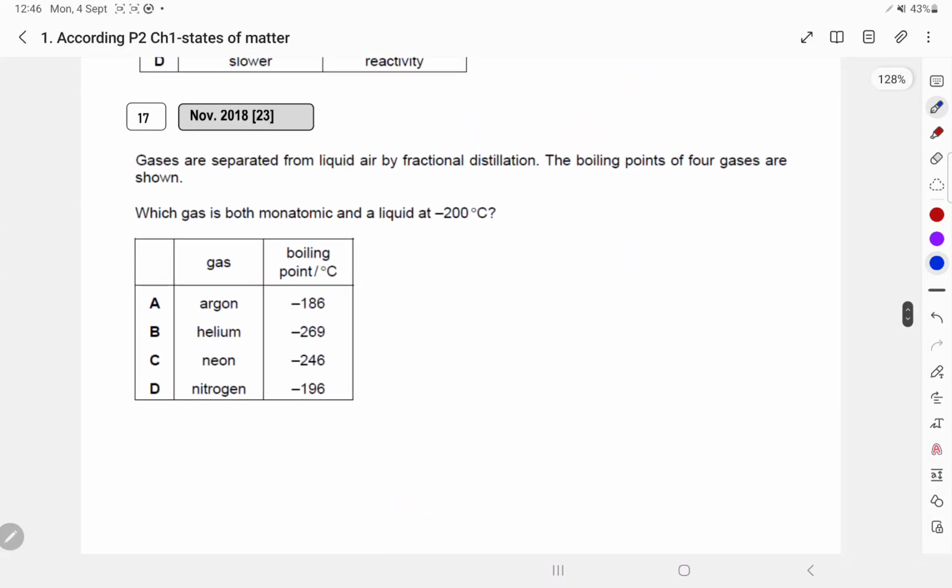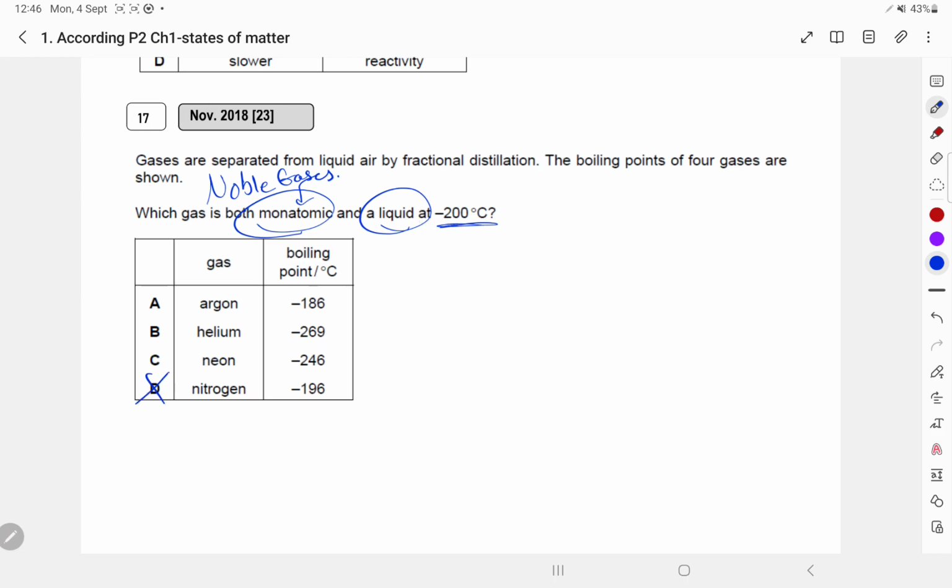This one is a really tricky one, so we have to focus. Gases are separated from liquid air by fractional distillation, and the boiling points of 4 gases are shown. Which gas is both monoatomic and liquid at negative 200 degrees Celsius? Monoatomic means single unbonded atoms, and this applies to the noble gases or the inert gases, group 8. Okay, so we have to choose one which belongs to group 8, so answer D is cancelled.